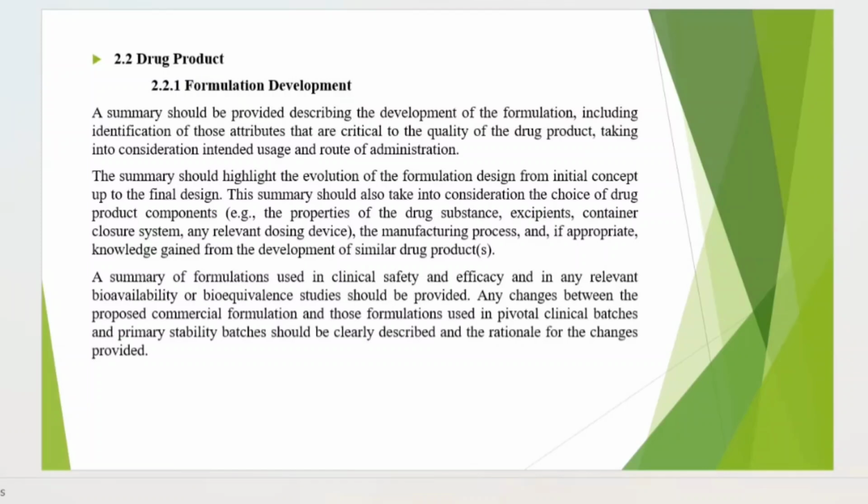Okay, a summary of formulation used in clinical safety and efficacy and in any relevant bioavailability or bioequivalence studies should be provided. So here we need to provide the summary of those formulations which will be used in the bioavailability or bioequivalence studies. Any changes between the proposed commercial formulation and those formulations used in pivotal clinical batches and primary stability batches should be clearly described and the rationale for the changes provided.